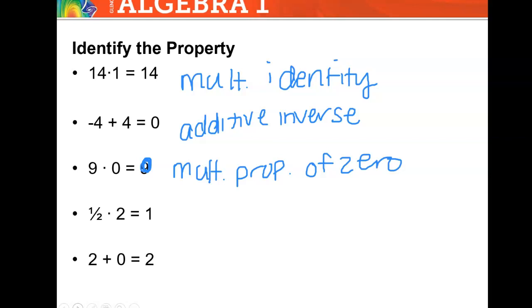I'm a math teacher. I don't like to write. I really shorten words. So property, you can write prop.